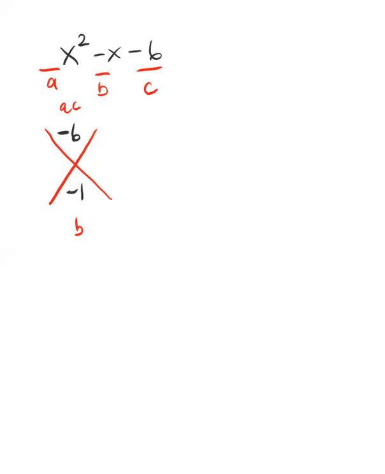So now I need two numbers that multiply to get us negative 6, but add to get us negative 1. Those two numbers are going to be negative 3 and positive 2.